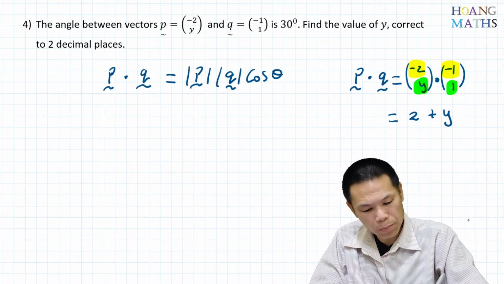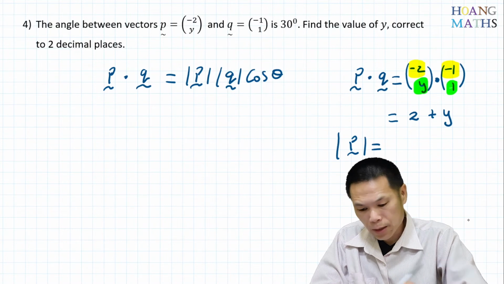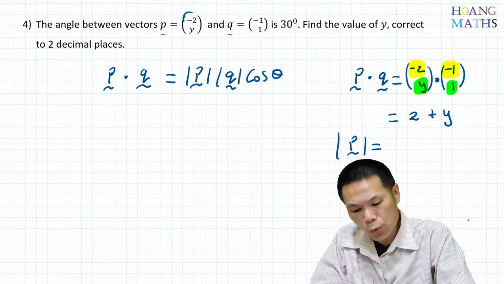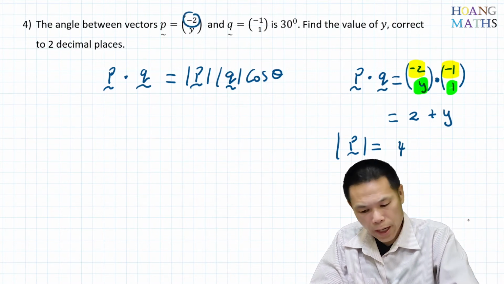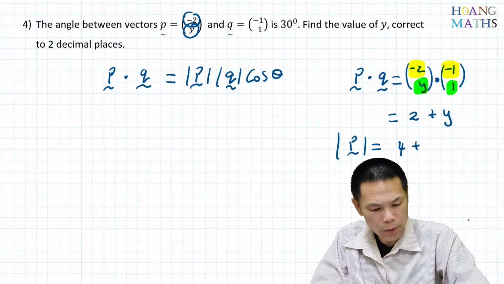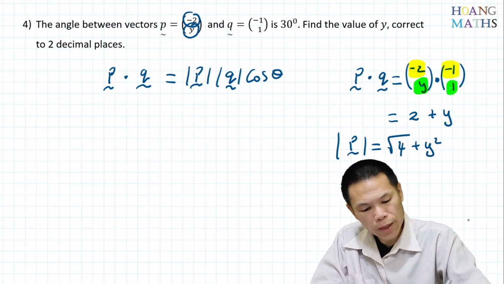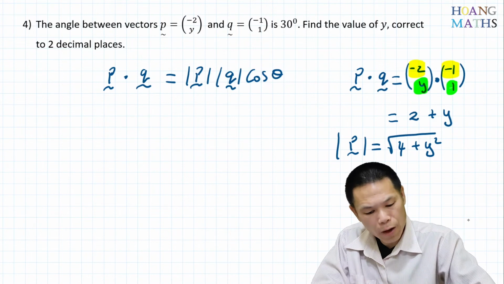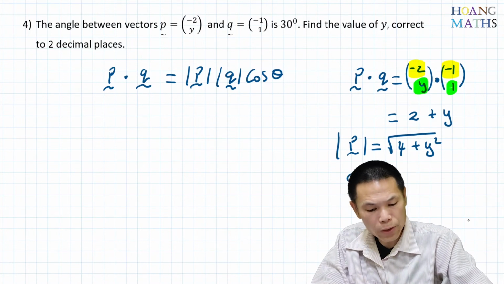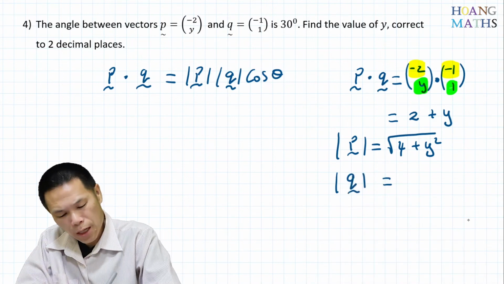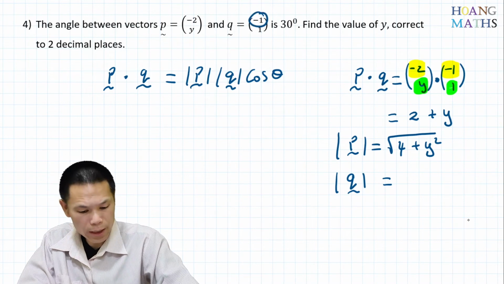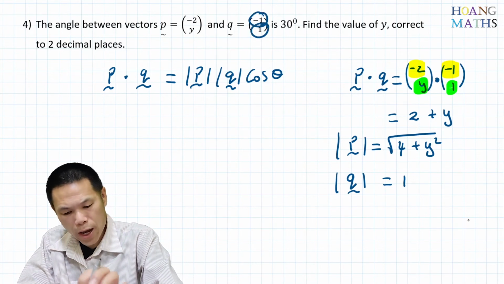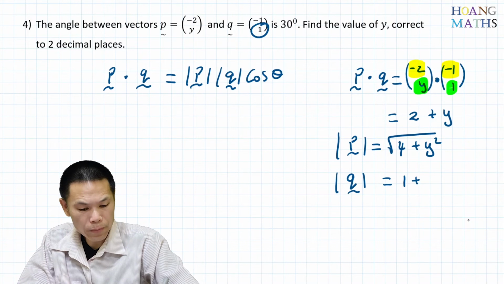So the magnitude of p will give me negative 2 squared is 4 and y squared is y squared, and square root of that. Now for the magnitude of q, that will give me negative 1 squared is 1, 1 squared gives me 1. So square root of that, so the answer is square root of 2.